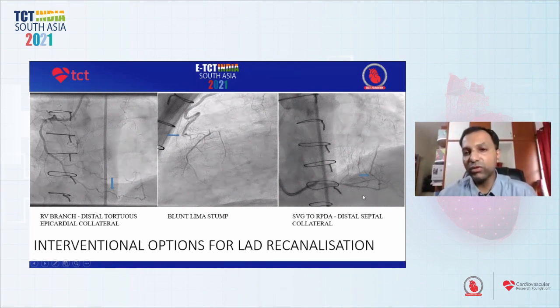The third option is to go through the SVG to PDA. As you can see, the PDA gives a lot of transseptal collaterals. For example, this one particular transseptal collateral looks very promising in terms of size.